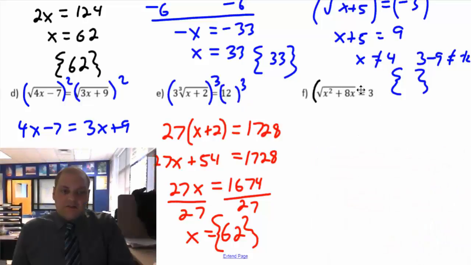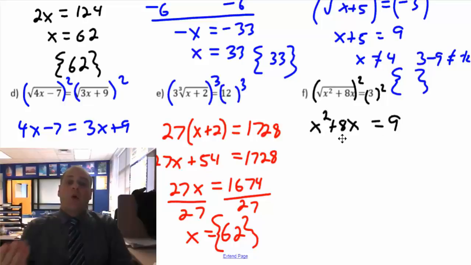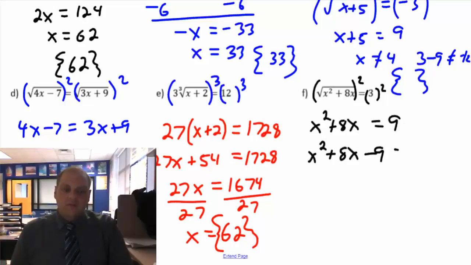All right, square both sides. What do I get here? X squared plus 8x equals 9. Oh boy, now I have a quadratic. That's okay. X squared plus 8x, I'm going to get it equal to 0. Minus 9 equals 0.